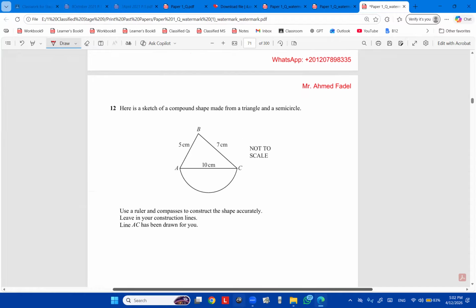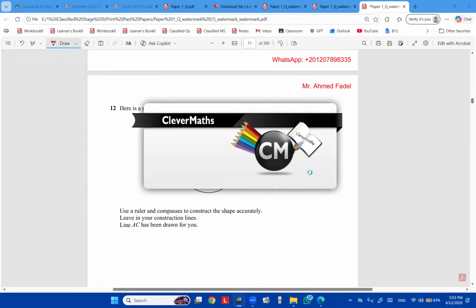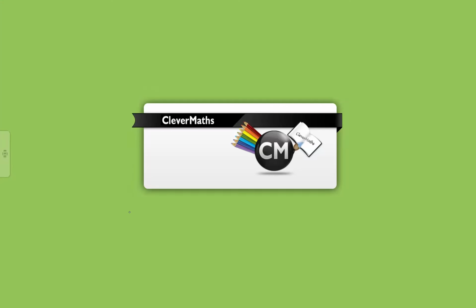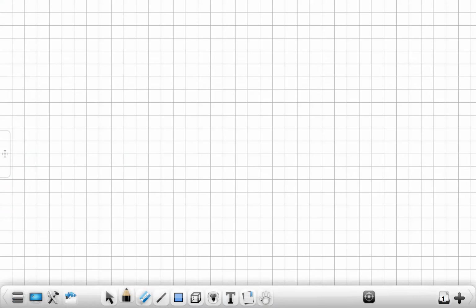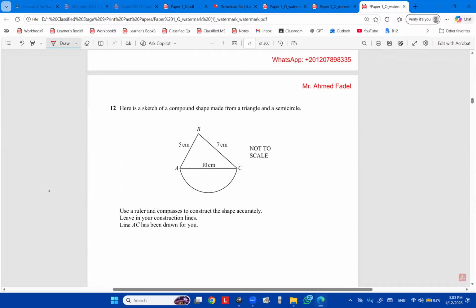Here is a sketch of a compound shape made from a triangle and a semicircle. They wanted to use a ruler and compasses to construct the same shape. Well, I opened here this application. This is going to help me show you how things are supposed to be done. And I'm going to copy this.